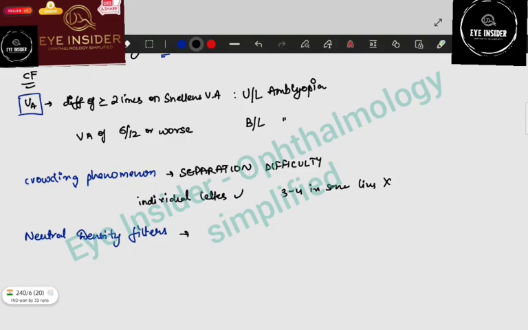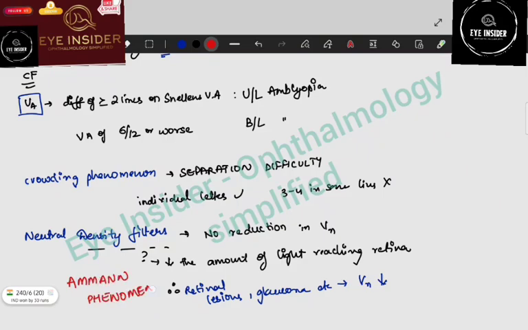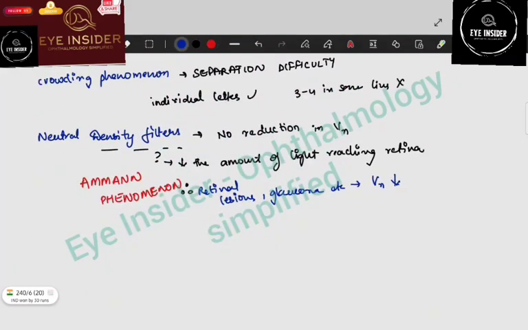And when we place neutral density filters in front of these eyes, what happens? There is no reduction in the visual acuity in amblyopia. What do neutral density filters do? They reduce the amount of light reaching the retina. Therefore, in retinal lesions, glaucoma, and in case of some pathology, the vision is reduced. This is also known as the Ammann phenomenon. So there is no reduction in vision when the neutral density filters are kept in front of amblyopic eyes.